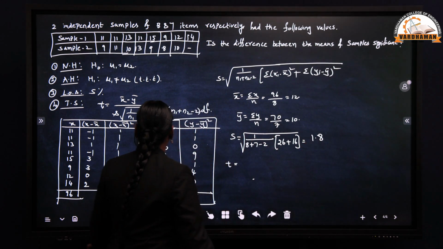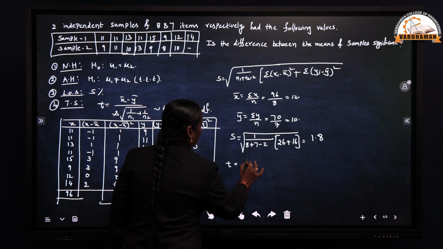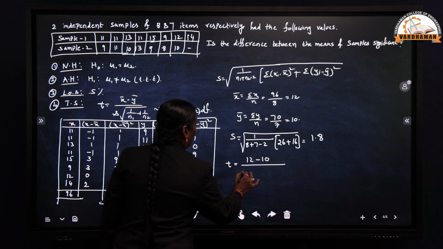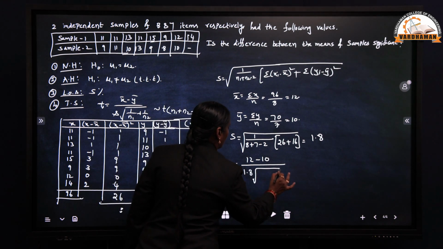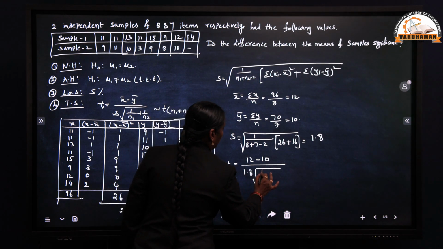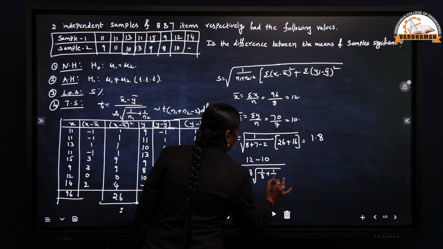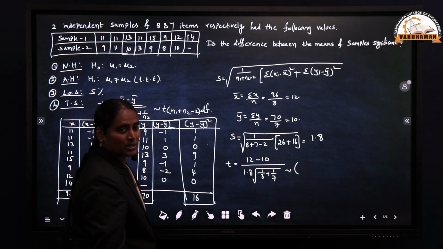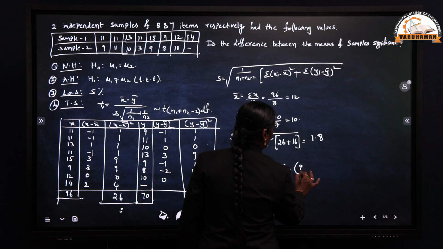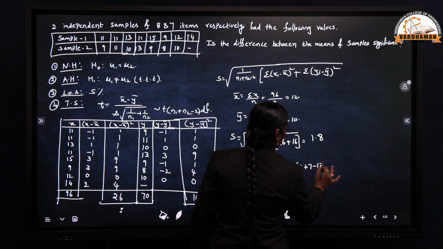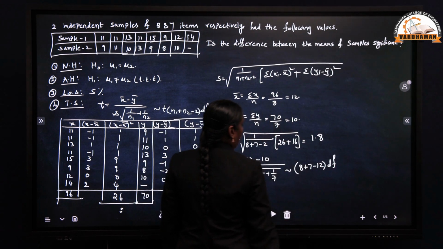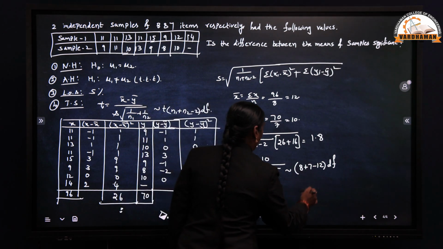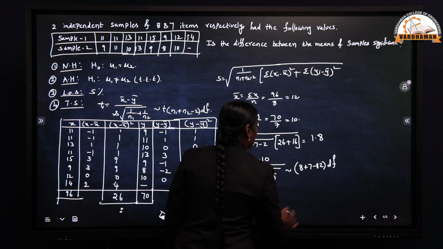Substitute this s value in the test statistic. So t is equal to x bar minus y bar, that is 12 minus 10, divided by 1.8 into root of 1 by n1 plus 1 by n2, which is 1 by 8 plus 1 by 7. It follows n1 plus n2 minus 2 degrees of freedom. n1 is 8 observations and n2 is 7 observations, so it will be 8 plus 7 minus 2, which is 13 degrees of freedom.